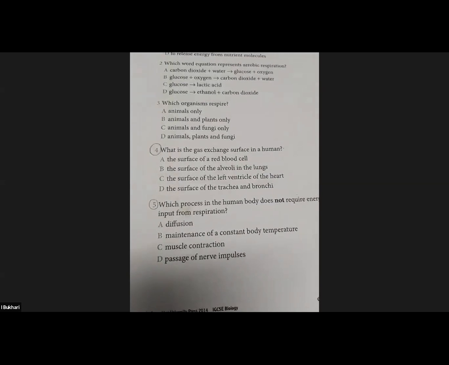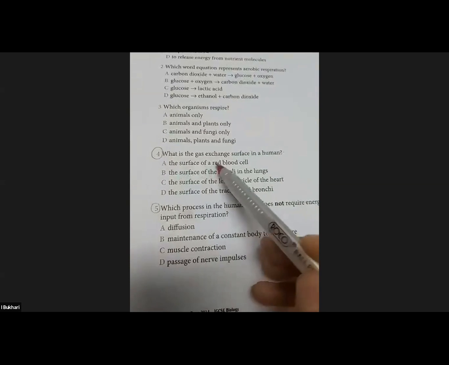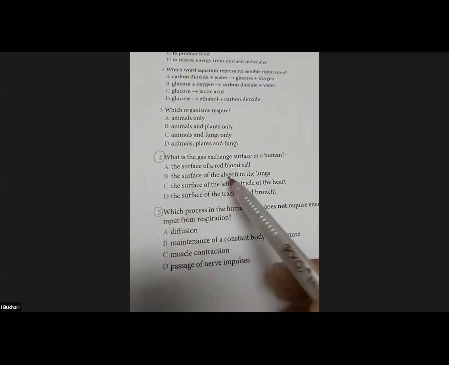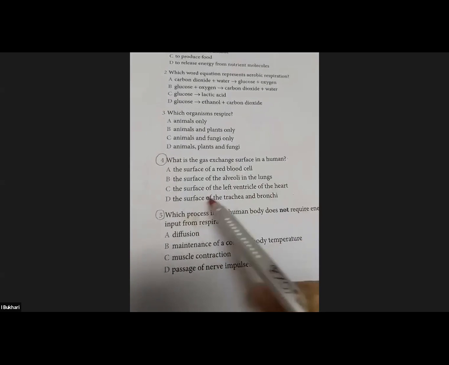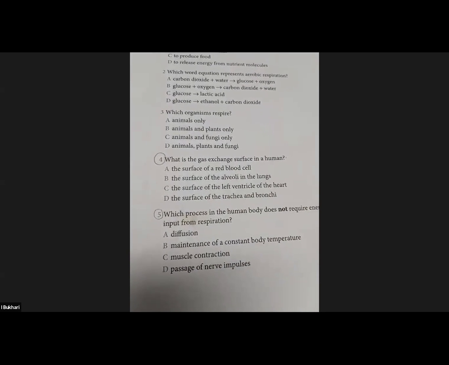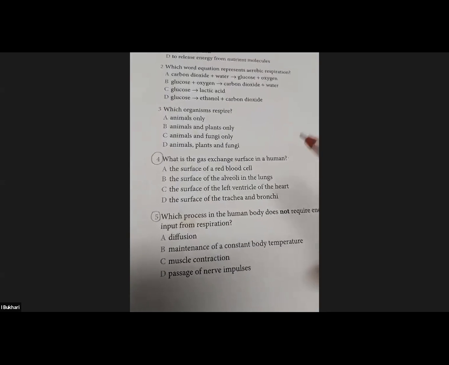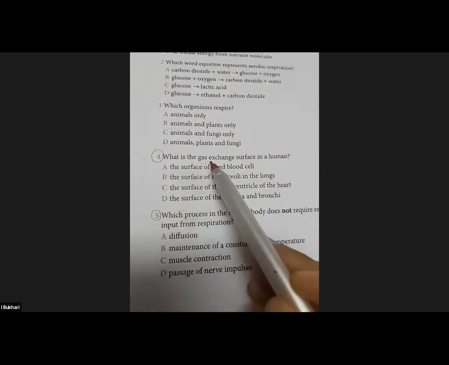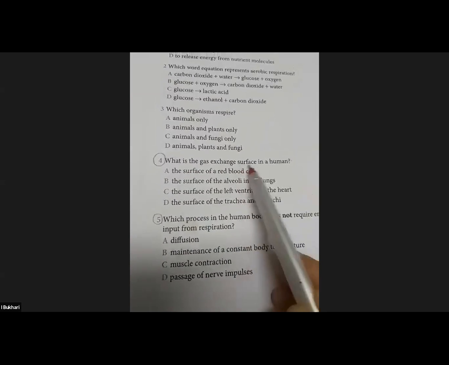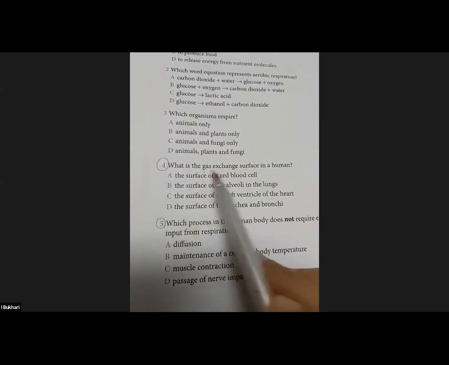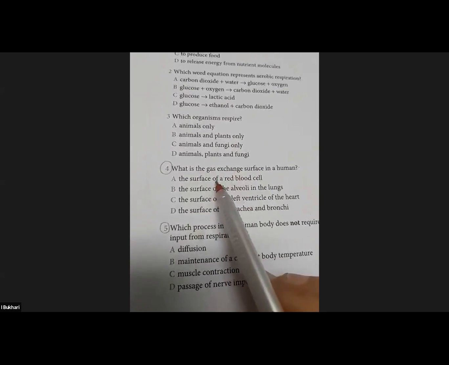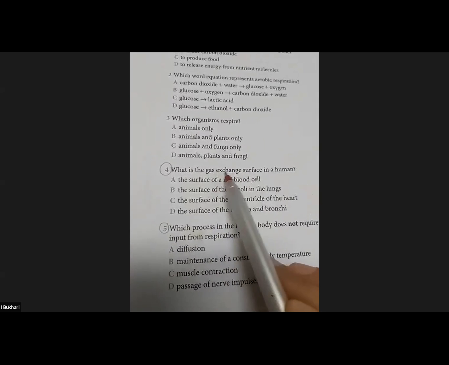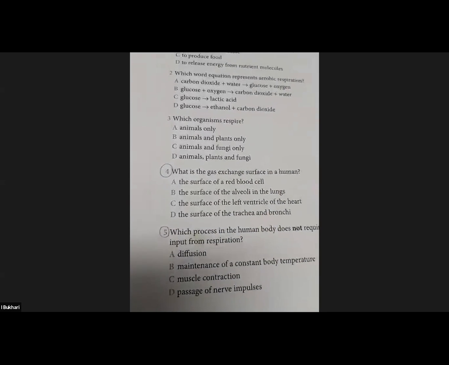What is the gas exchange surface in a human? Part A, the surface of a red blood cell; the surface of the alveoli in the lungs; the surface of the left ventricle of the heart; and the surface of the trachea and bronchi. So what is the gas exchange surface in a human? Meaning a surface through which gases pass, through which the gases enter and leave the body.